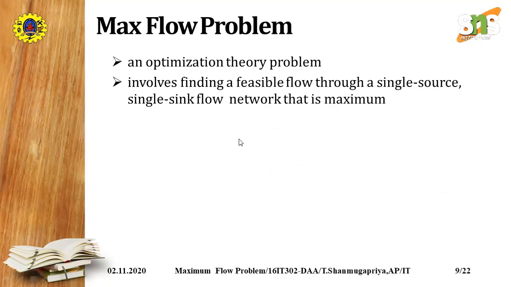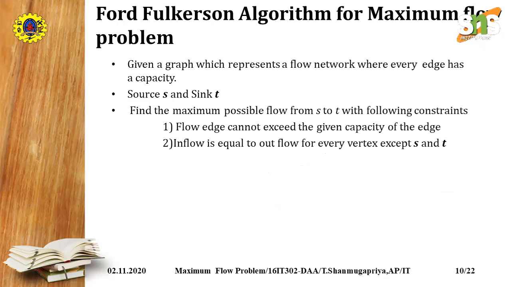The maximum flow problem can be defined as an optimization theory problem, because it uses iterative improvement. It finds a feasible flow through a single-source, single-sink flow network that is the maximum. The Ford-Fulkerson algorithm is used to implement the flow problem. In a graph which represents a flow network, every edge has a capacity. The source node is called S and the sink node or destination is called T. Find a maximum flow from S to T with the following constraints: flow on an edge cannot exceed the capacity of the edge, and the inflow is equal to the outflow for every vertex except S and T.